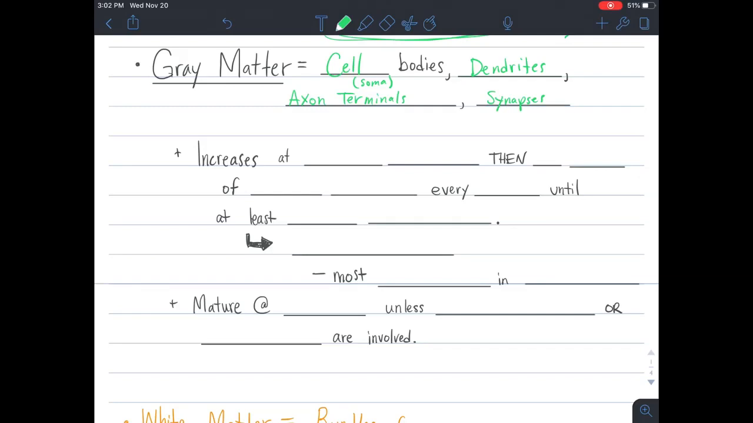If we take a look inside somebody's nervous system, you can actually see the gray matter and the white matter, and we'll take a look at that in class. So when we see gray matter, what we're looking at is all the cell bodies, the dendrites, the axon terminals, and even the spaces between the neurons, the synapses.